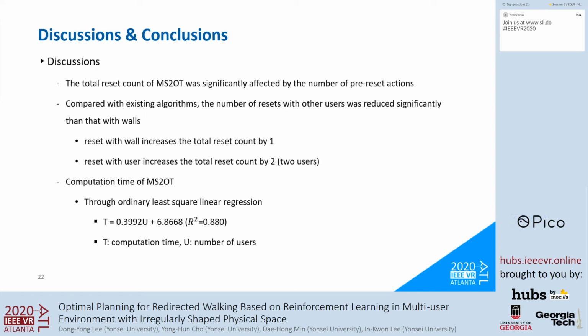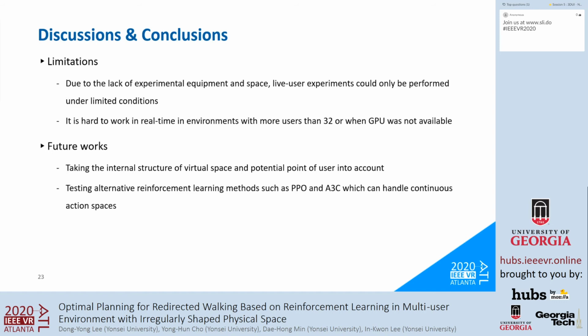Whenever the number of users increases, MS-DOT requires an additional 0.4 milliseconds of computation time. Due to the lack of testing space and equipment, we were only able to experiment under limited conditions in real user experiments. In addition, MS-DOT is difficult to operate in a real-time environment if there are more than 32 users or the GPU is not available.